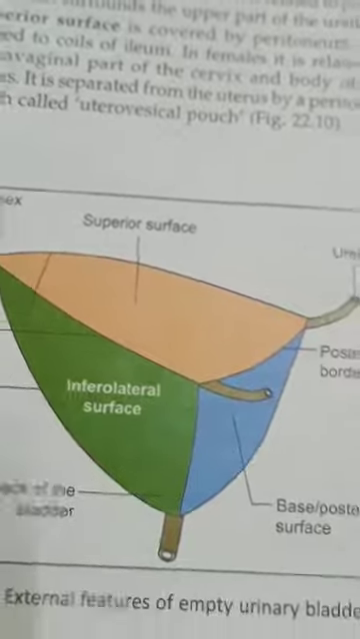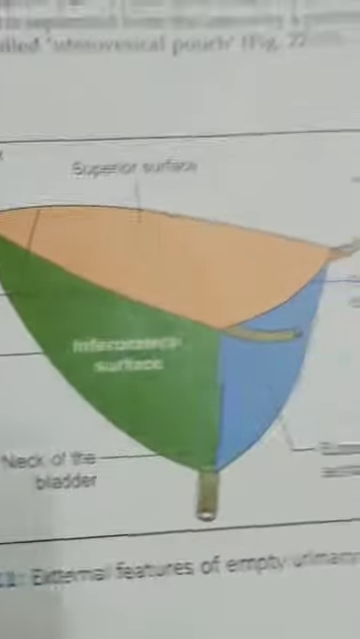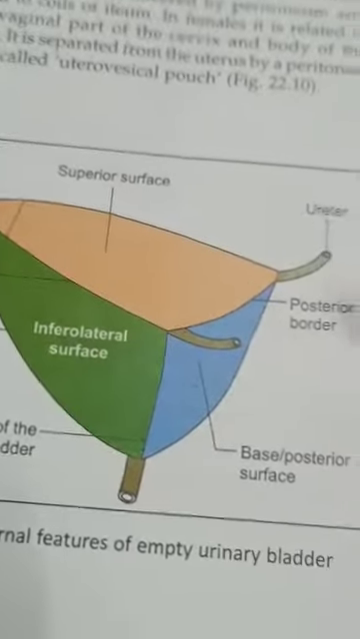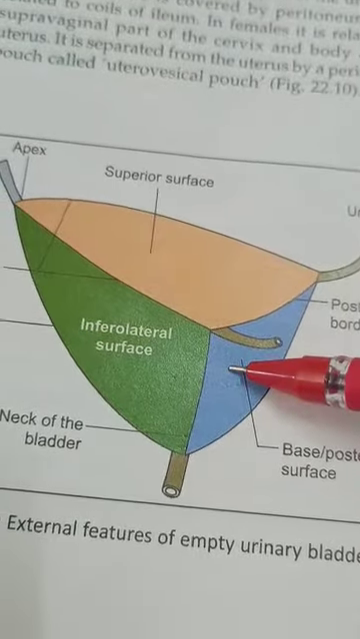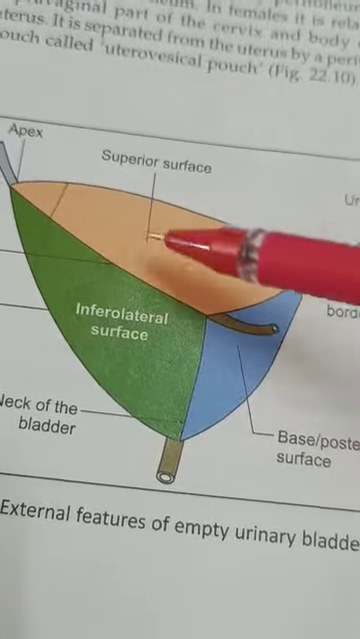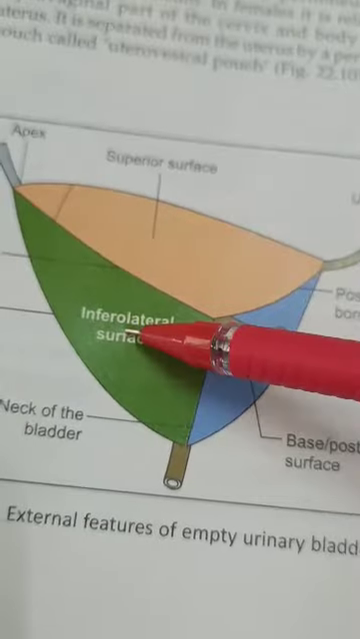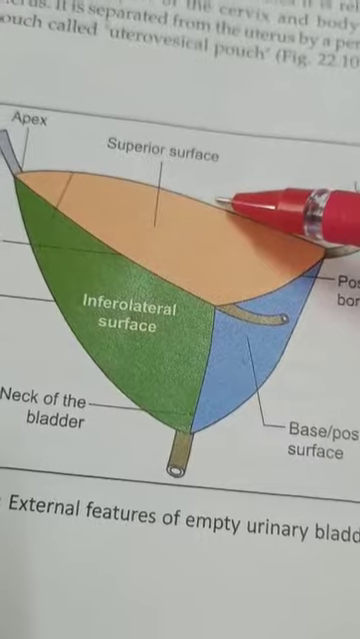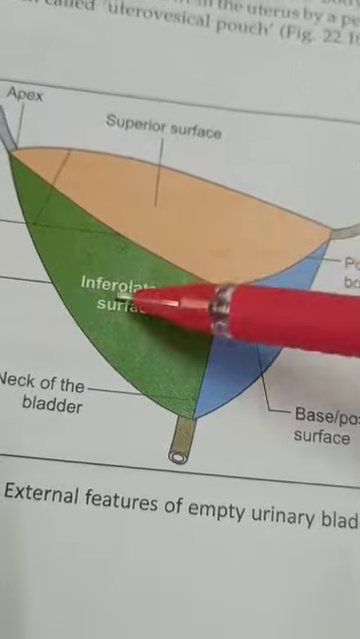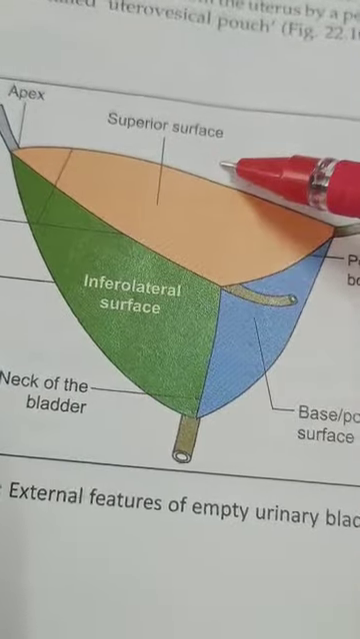Now I'm talking about the external features of the urinary bladder. The urinary bladder has an apex and a base, and it has three surfaces: one superior surface and two infralateral surfaces, one on each side.